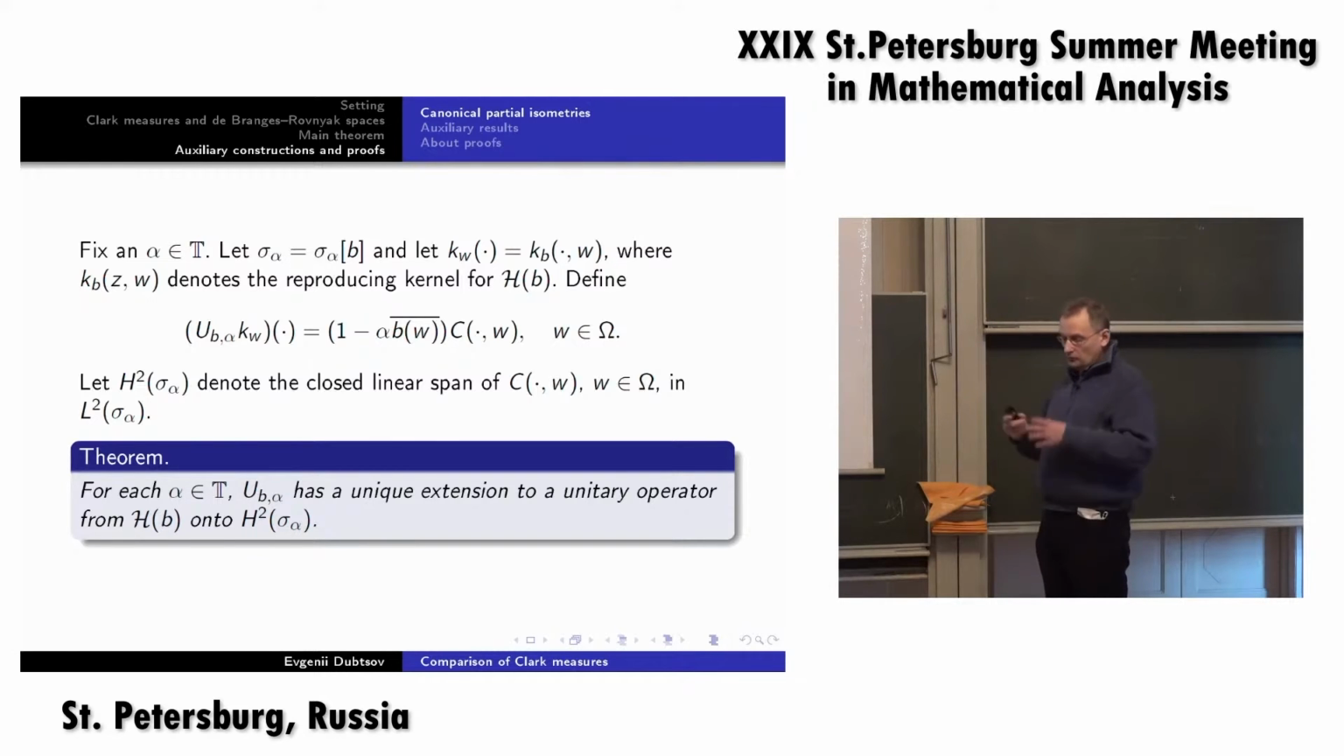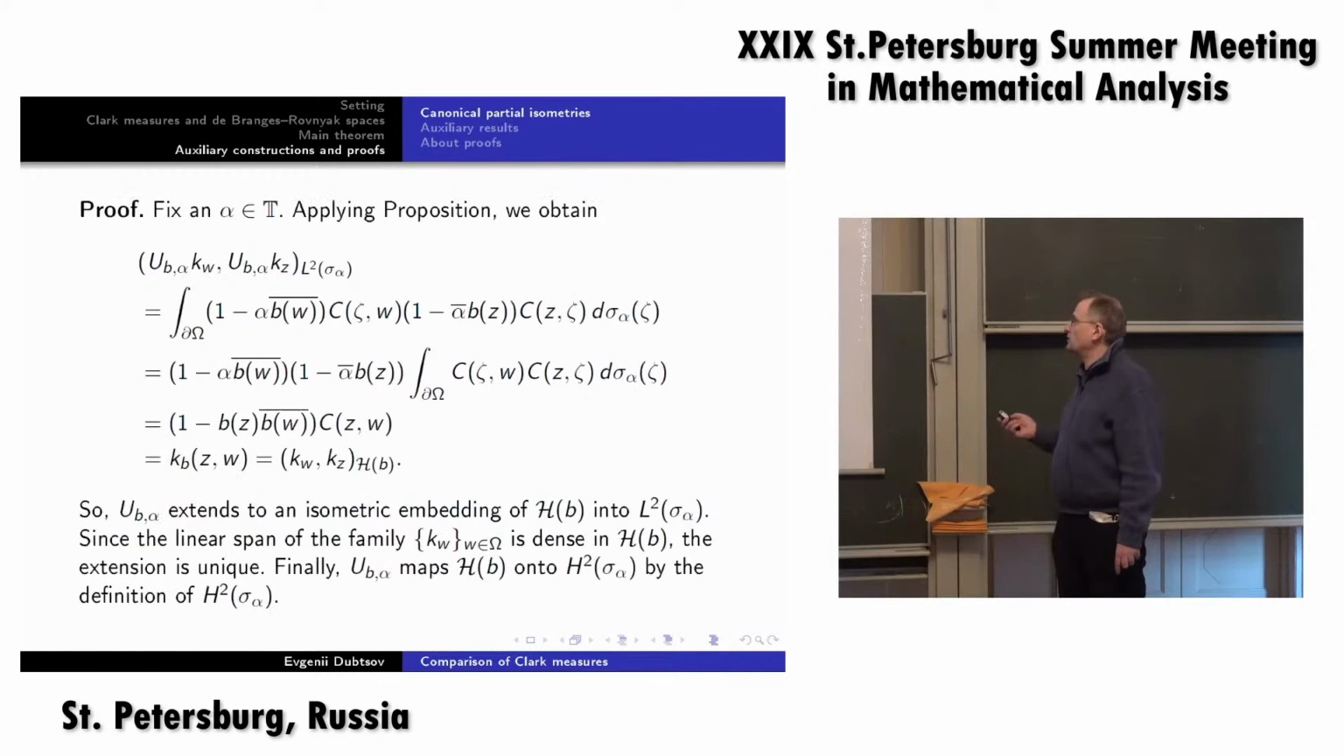So in general, this is not the whole space L2 of sigma alpha, but it is defined just as the closed linear span of Cauchy kernels in L2 of sigma alpha. So this formula gives an explicit definition, and it's possible to prove that once we define this operator on the reproducing kernels, then we have a unique extension to a unitary operator from the corresponding de Branges-Rovnyak space onto H2.